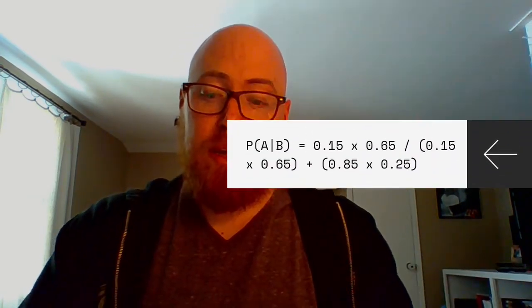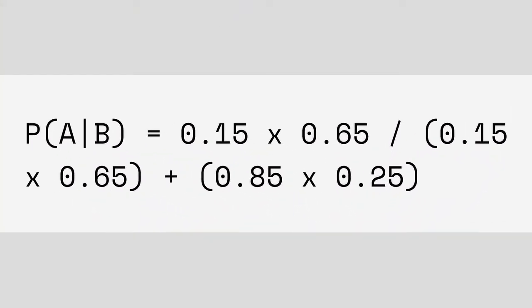Okay, now, if we plug in the numbers, this is what we get. The probability of A given B, so the probability of my having strep throat, given that I have a positive test, equals 0.15 multiplied by 0.65. So the probability of A multiplied by the probability of B given A. And that's divided by the sum of 0.15 multiplied by 0.65 and 0.85 multiplied by 0.25. All right. So keep in mind that the numerator and the left-hand side of the denominator will always be the same. Why? Because they're the same probability.